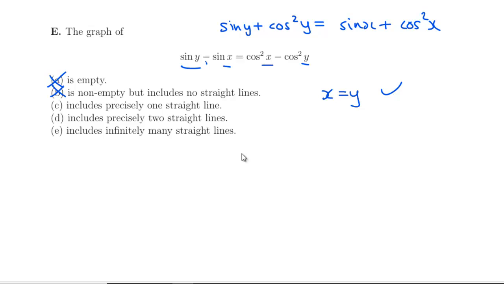So how many straight lines will it have? But these things are all cyclical. So if you have y equals x plus 2 pi, yeah, we could have that. You can just move that along 2 pi. You can change it as much as you want. You just keep on cycling it. So it's going to be E.